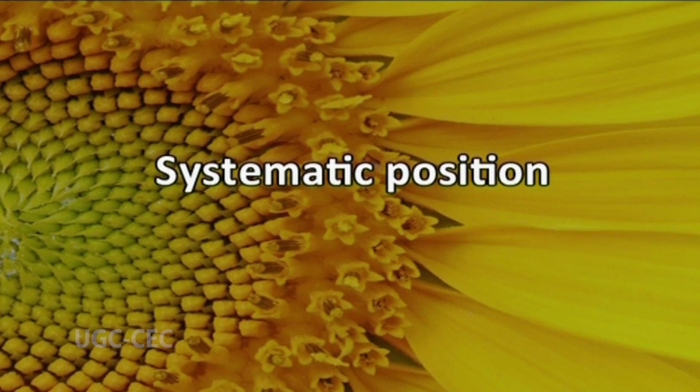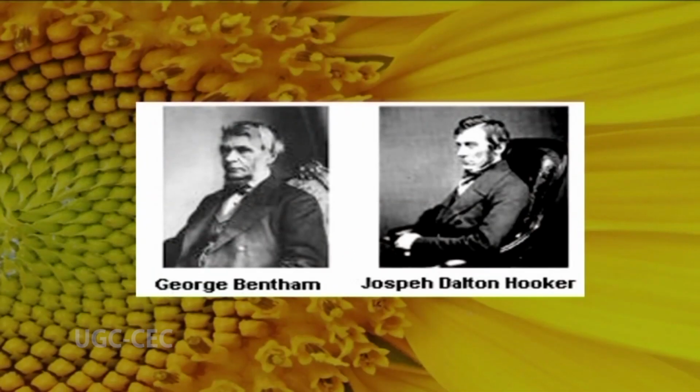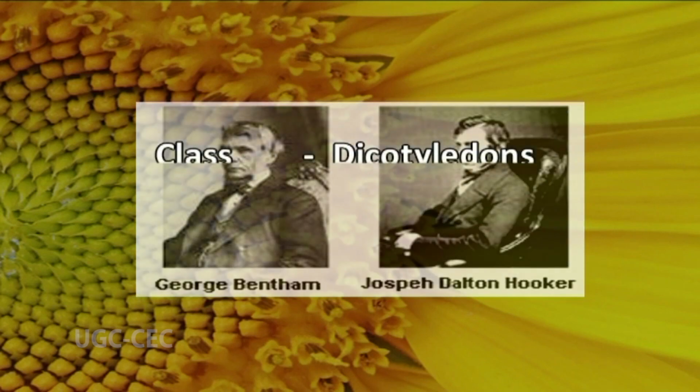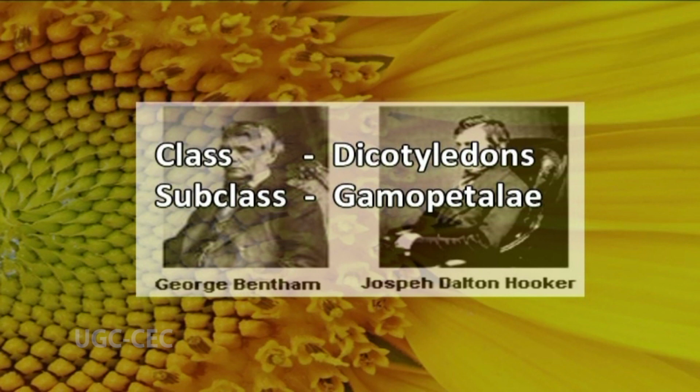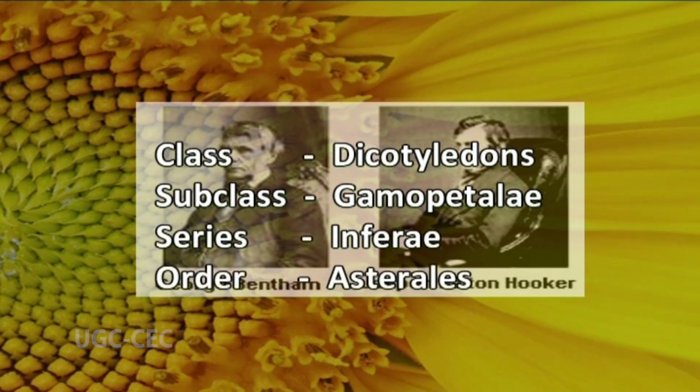Now, the second part of the lecture, that is the systematic position of the Asteraceae. Various taxonomists have classified Asteraceae differently. We will just mention here the prominent ones, starting with the two British botanists by the name of Bentham and Hooker, who classified the family Asteraceae under the class Dicotyledons, subclass Gamopetalae, series Inferae, and the order Asterales.